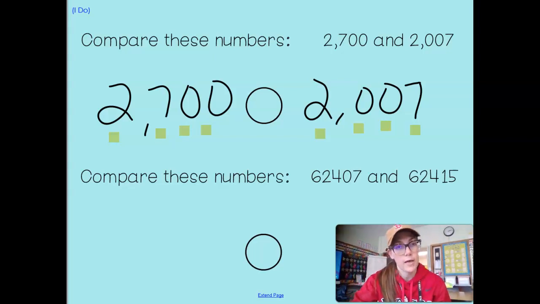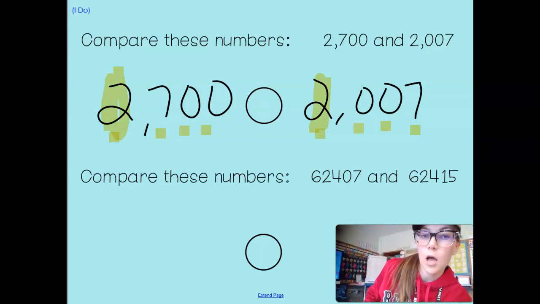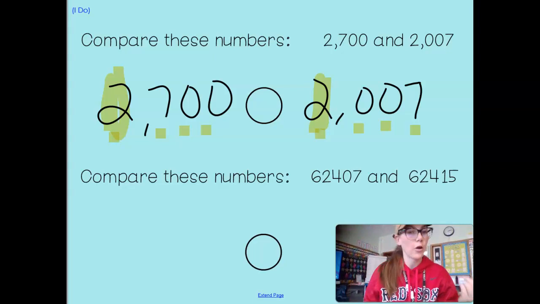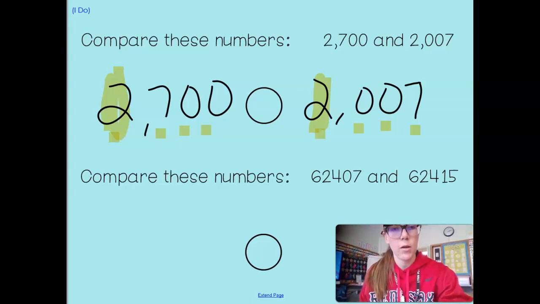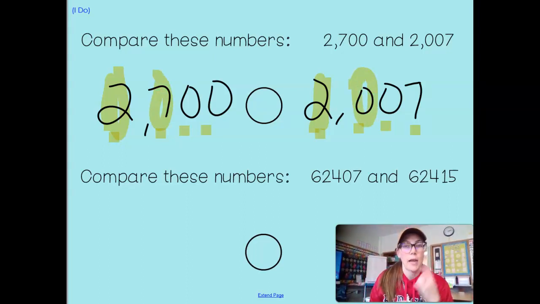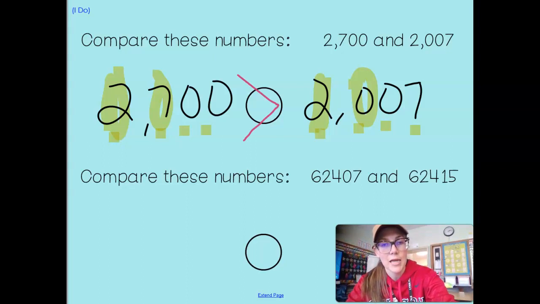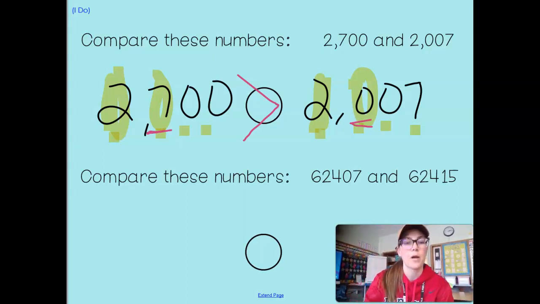First, you start in your largest place value. I have a 2 and I have a 2. Both of those 2s are in the thousands place. Those are the exact same, so one is not greater than the other. Now I'm going to go to my next place value. I see a 7 and a 0. Both the 7 and the 0 are in the hundreds place, and I know that 7 is greater than 0. So that means that my first number must be greater than my second number because place value is telling me that. 2,700 is greater than, that's my pink symbol I wrote, 2007. And the reason is because the 7 in the hundreds place is greater than the 0 in the hundreds place in the second number. Okay, let's do another one.